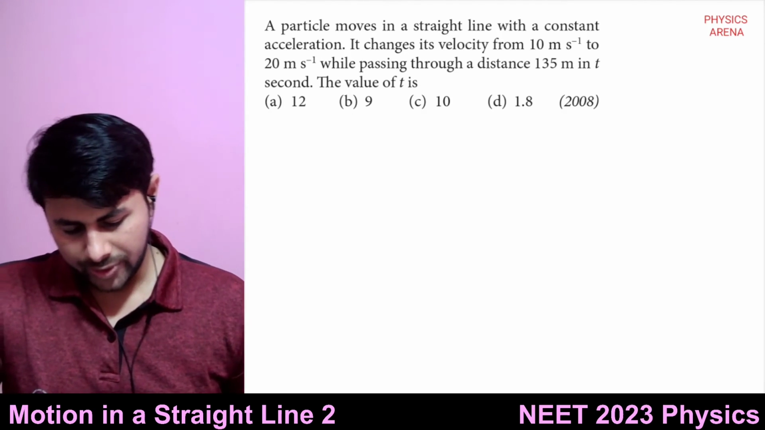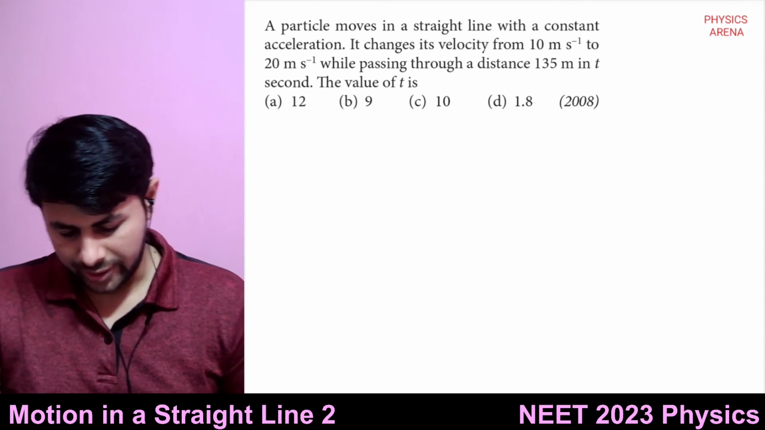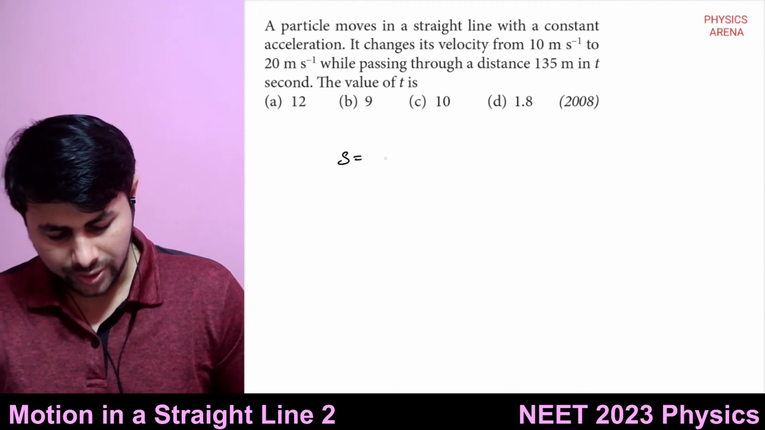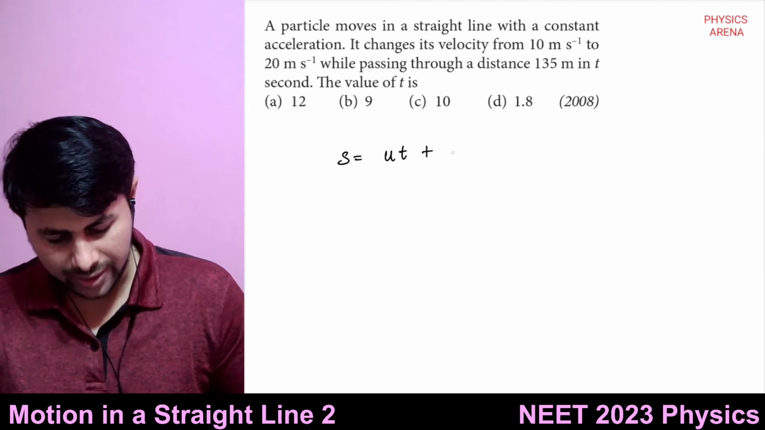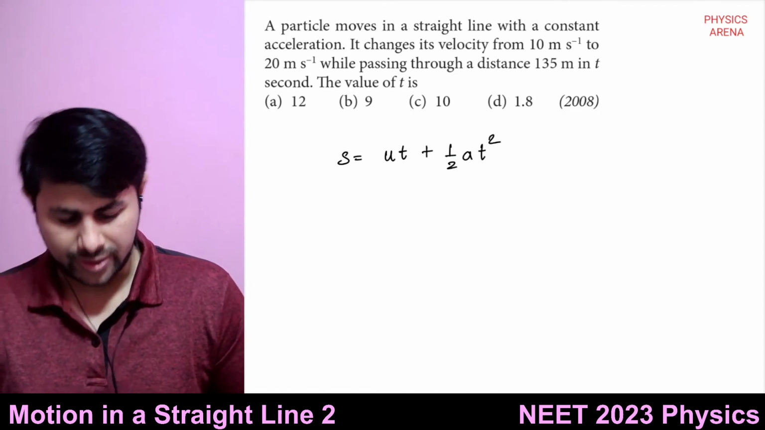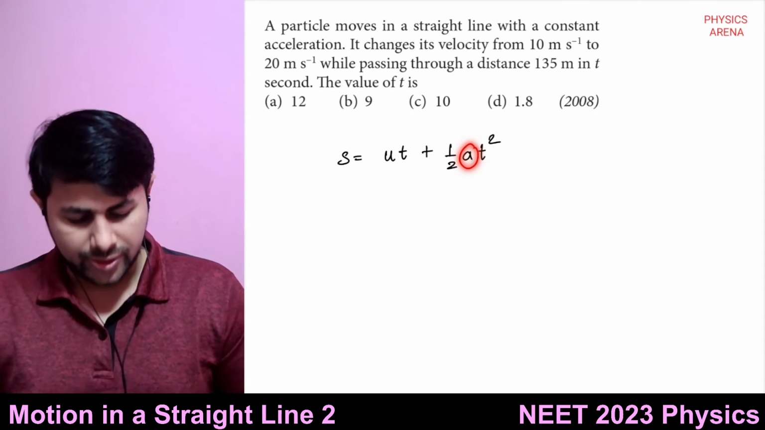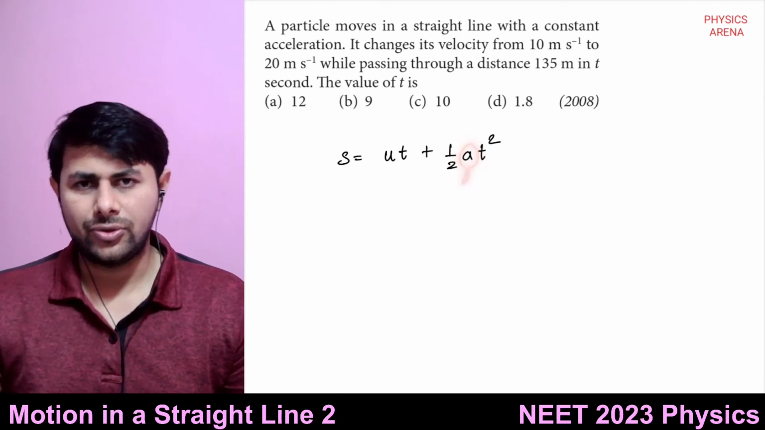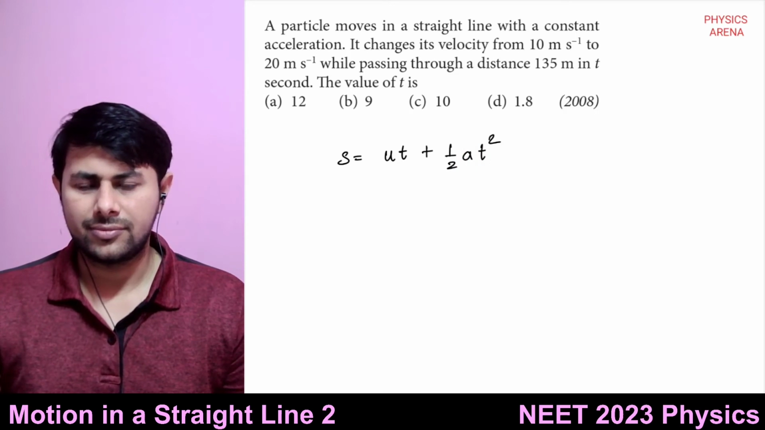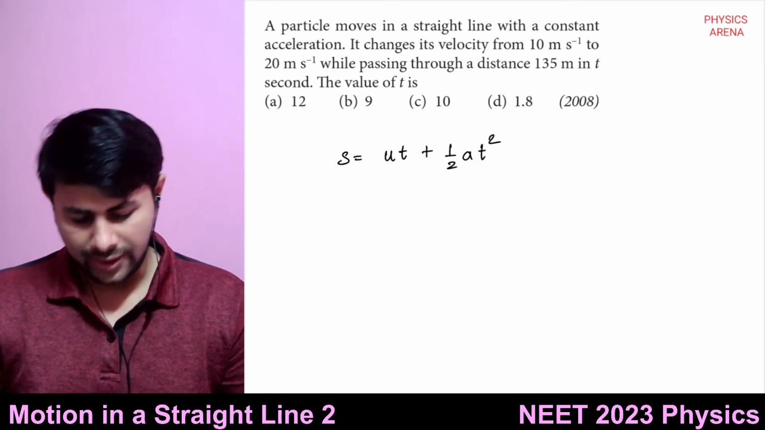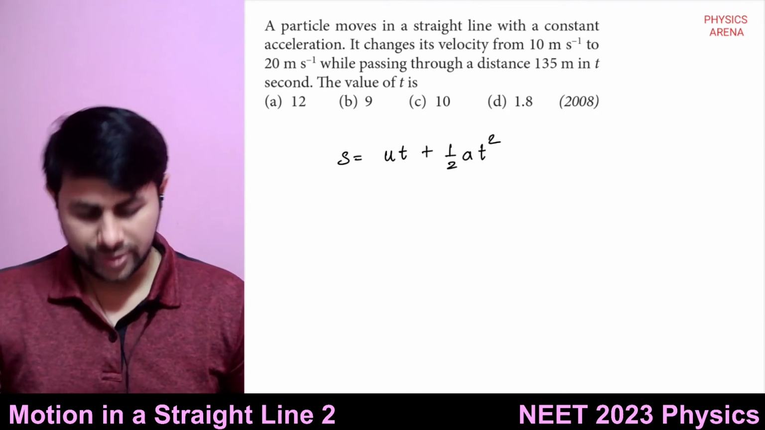Okay, first of all, you need to find out. See, if you use S is equal to u times t plus half of a times t square, you can use this formula. There is no issue, except that you don't know the acceleration. Do you know the acceleration? You don't know, no sir, right? So you have to find out the acceleration first.